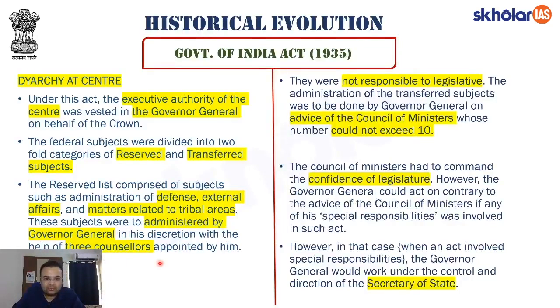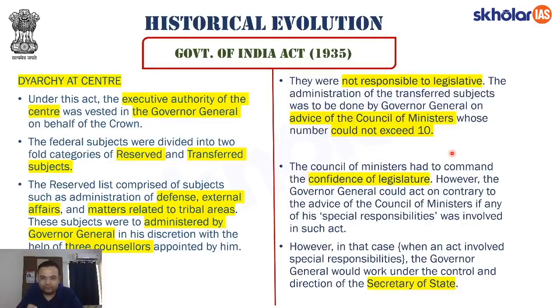This team had 3 councillors, and the Governor General had his prerogative with respect to taking decisions on these areas, that is the reserved list. They were not responsible to the legislature, as I just explained. The administration of the transferred subjects was to be done by the Governor General on the advice of a Council of Ministers, who cannot exceed 10. So what exactly do we see? The idea of responsible government being extended here. What exactly is it saying?